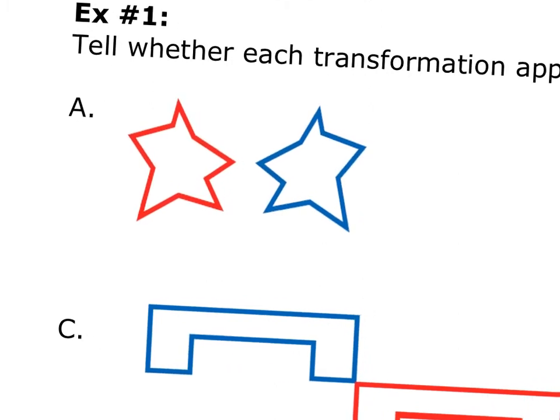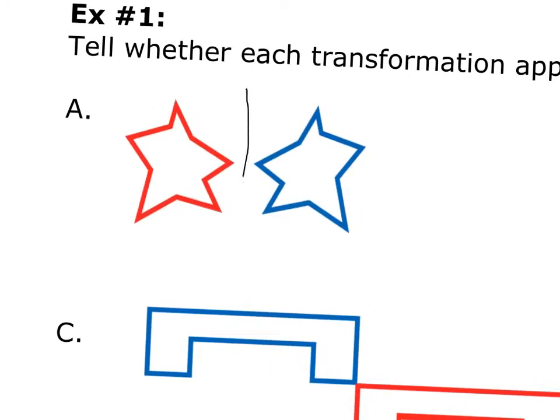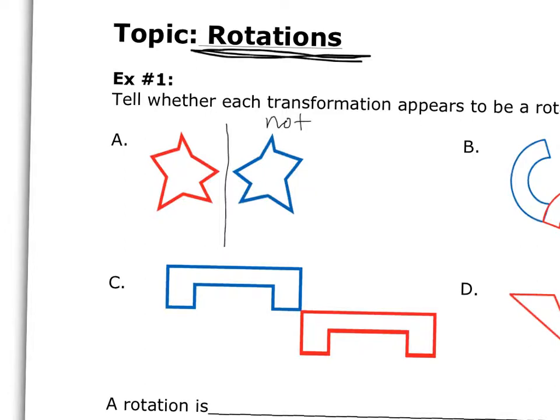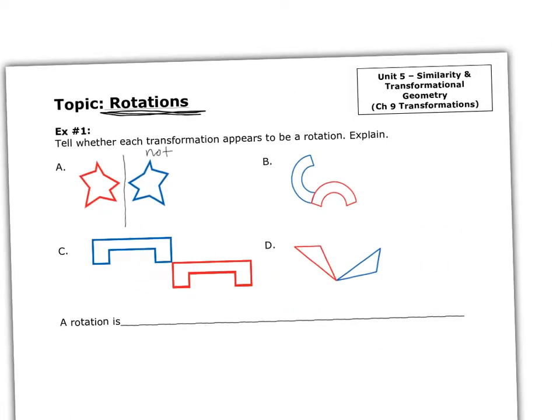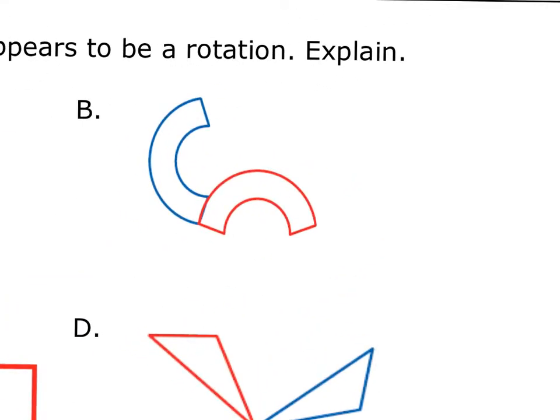Okay, so this first one, well, it looks like you kind of reflect it over this reflection line here. So this is not a rotation, this would be a reflection. Hey, what about the second one here? On this one, you're actually rotating on this point right here, and it rotates all the way around, and then they would end up lying on top of each other. So this indeed is a reflection.